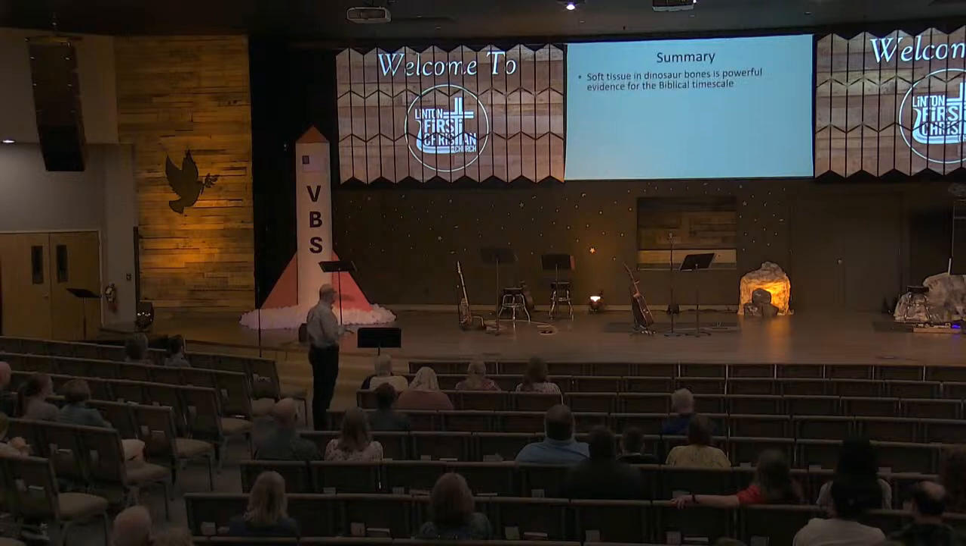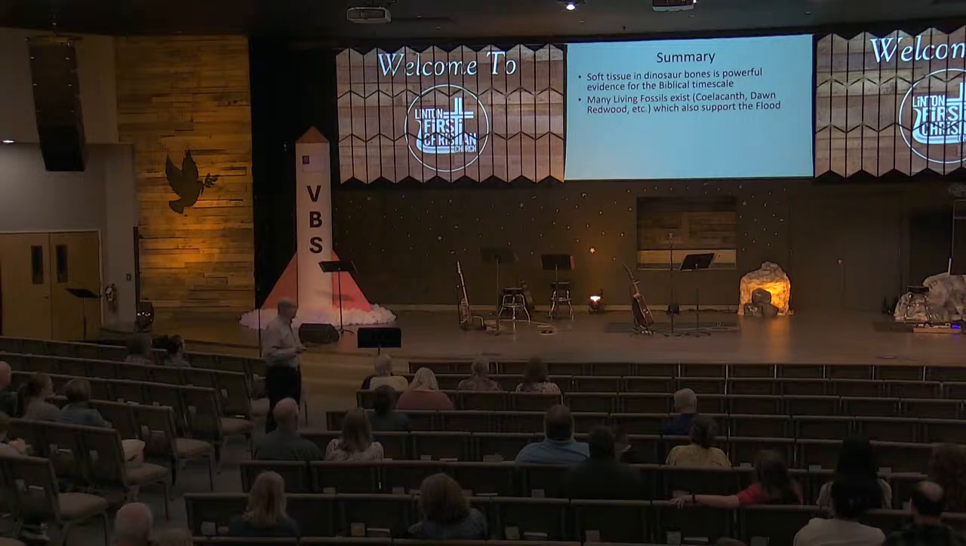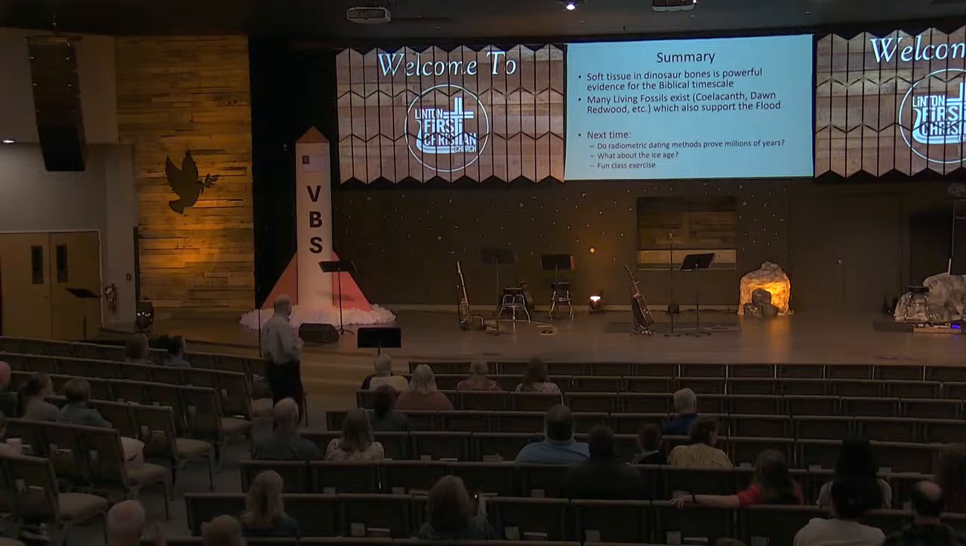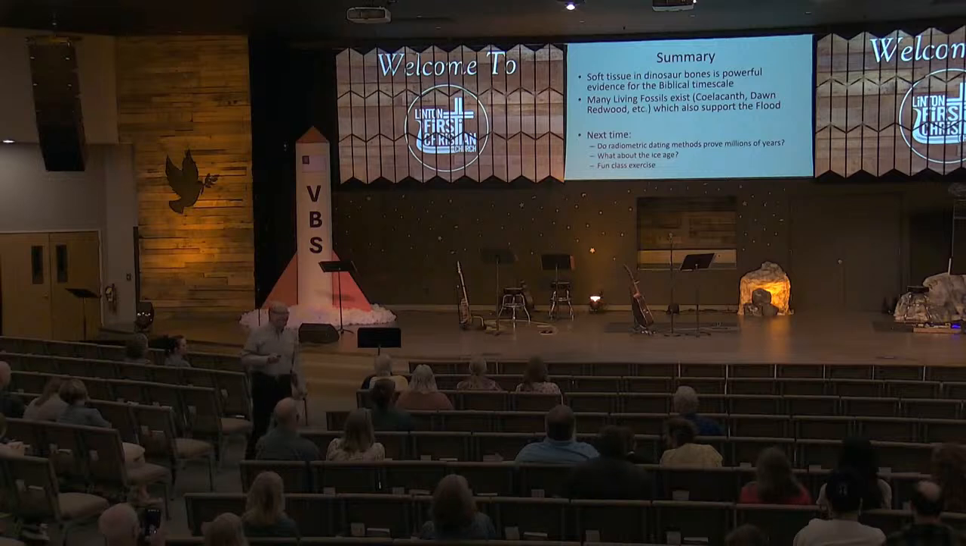So in summary, we talked about soft tissue and dinosaur bones. I think that's powerful evidence for the biblical time scale. We talked about living fossils, coelacanth, dawn redwoods, which support the flood. Next time, we're going to talk about radiometric dating methods and whether they prove millions of years, as our evolutionary friends would like us to think. We're going to analyze that and see what we can figure out. We're going to talk about the Ice Age.